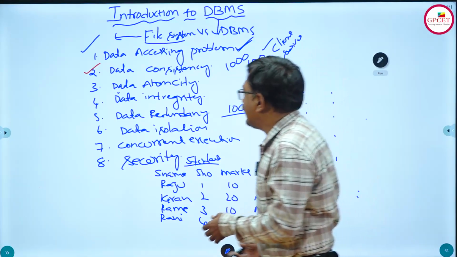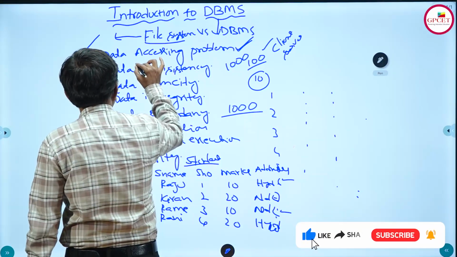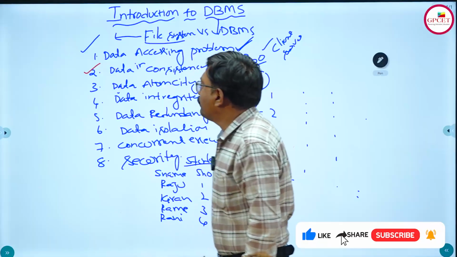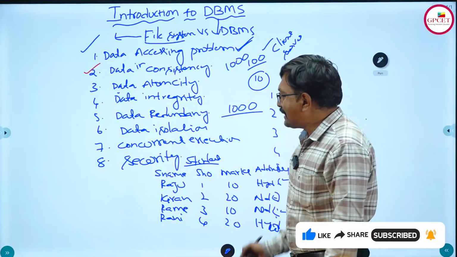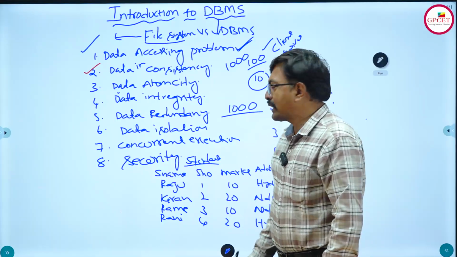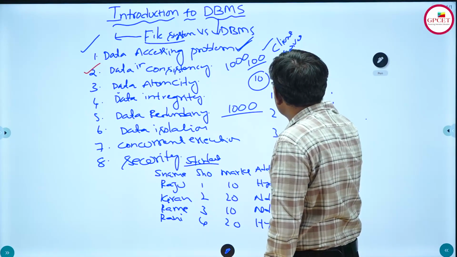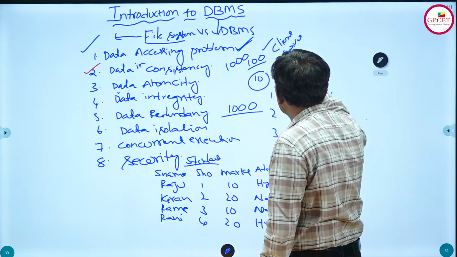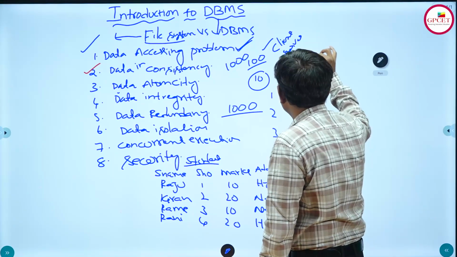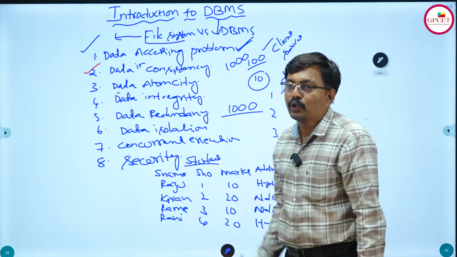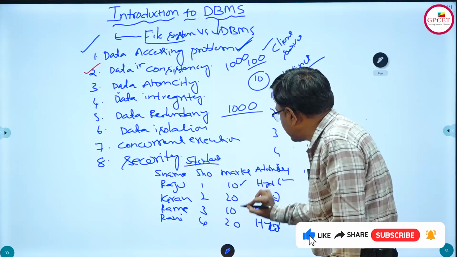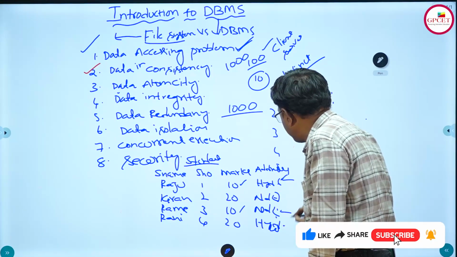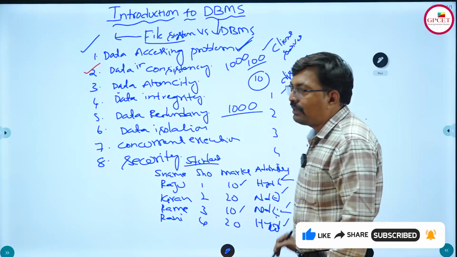Okay, and what is here? Data inconsistency is a problem in the file system. Whereas in the database management system, by using the distinct keyword, we can eliminate duplication of names. Why? Because here this is the column level duplication, 10, 10, Hyderabad, Nandyal. These are the column level duplications.